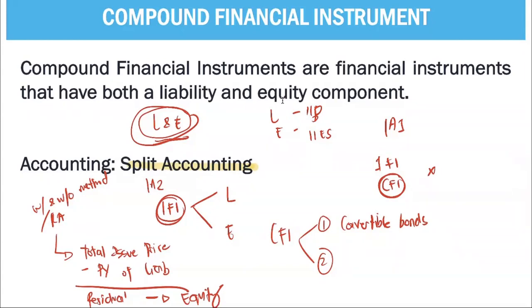However, it is not considered an obligation on the part of the bondholder to always convert it. So that is still an option to the bondholder. It's either you convert it or you don't convert it. Second, we have your bonds with detachable warrants.